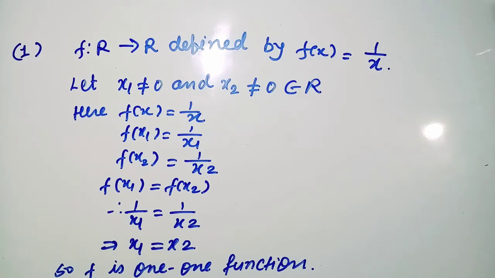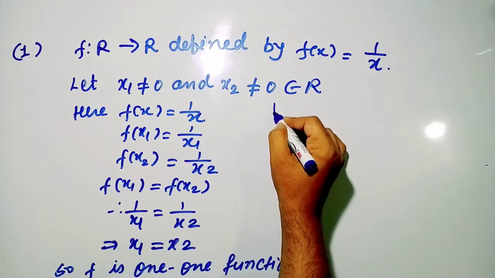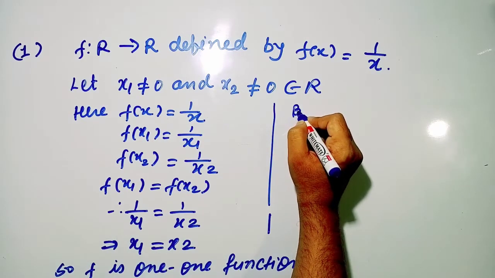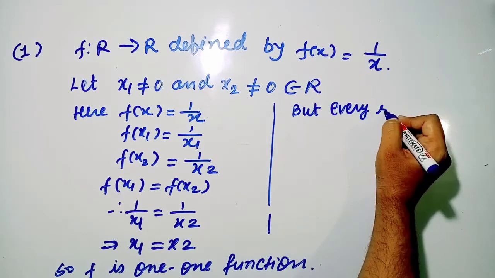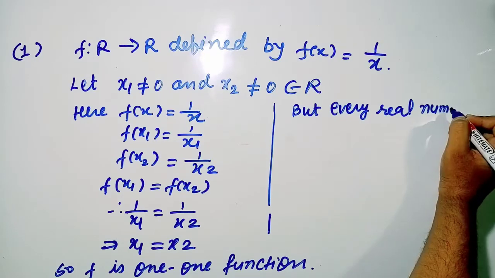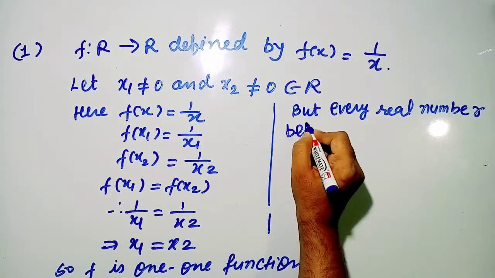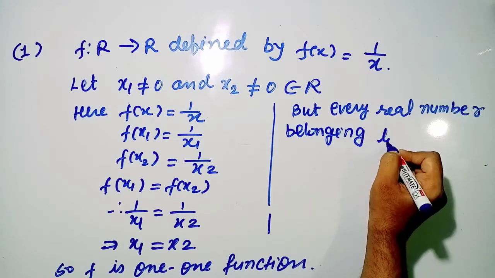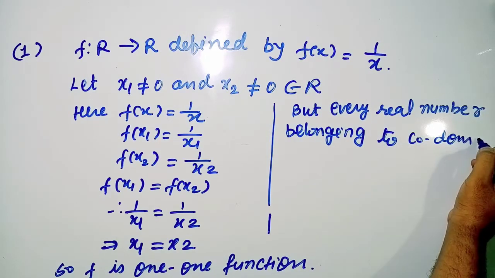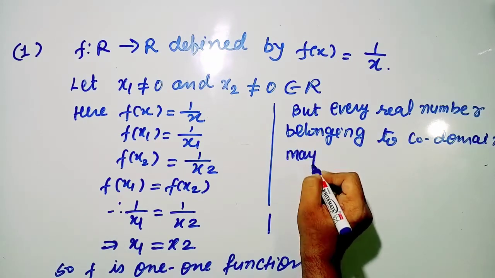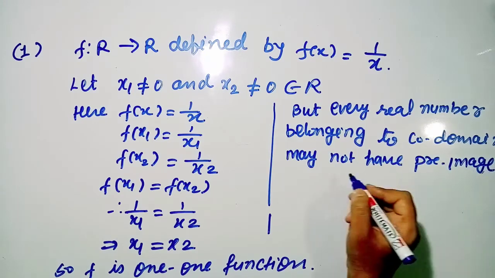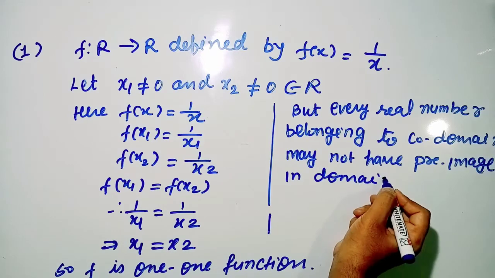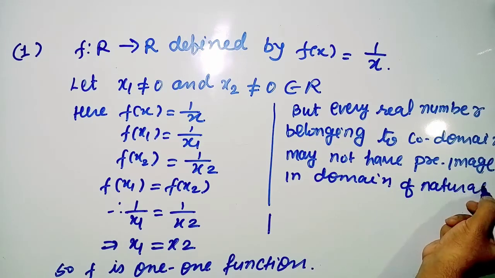So we will apply the working rule of onto function. For onto function, we will consider the given equation f of x is equal to y. So let us prove this with an example. Every real number belonging to the codomain may not have a pre-image in the domain, right student? The image in the codomain need not have a pre-image in the domain.